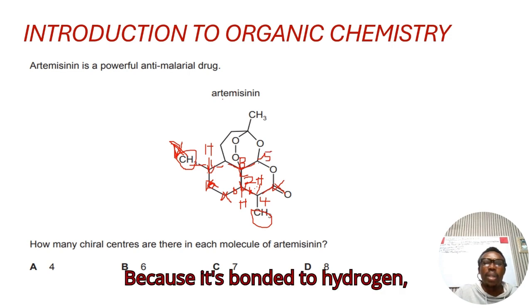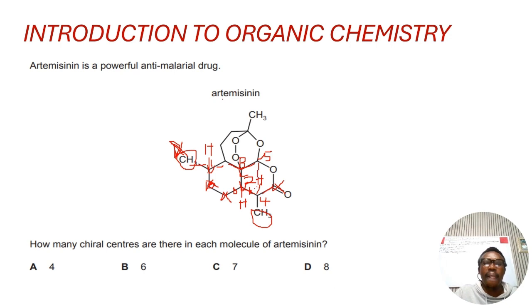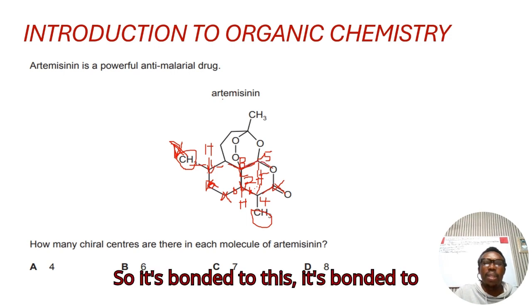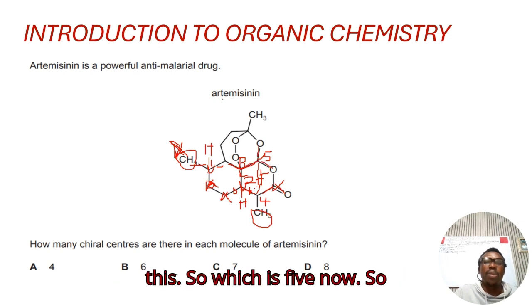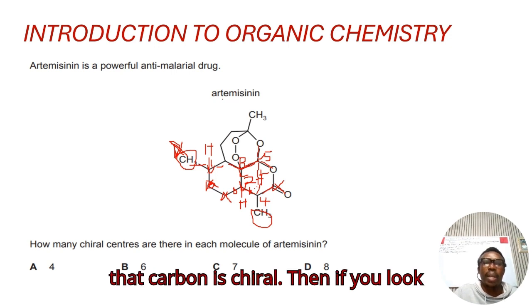because it's bonded to hydrogen. It's bonded to this, to this, and to this. So which is 5 now. So that carbon is chiral.